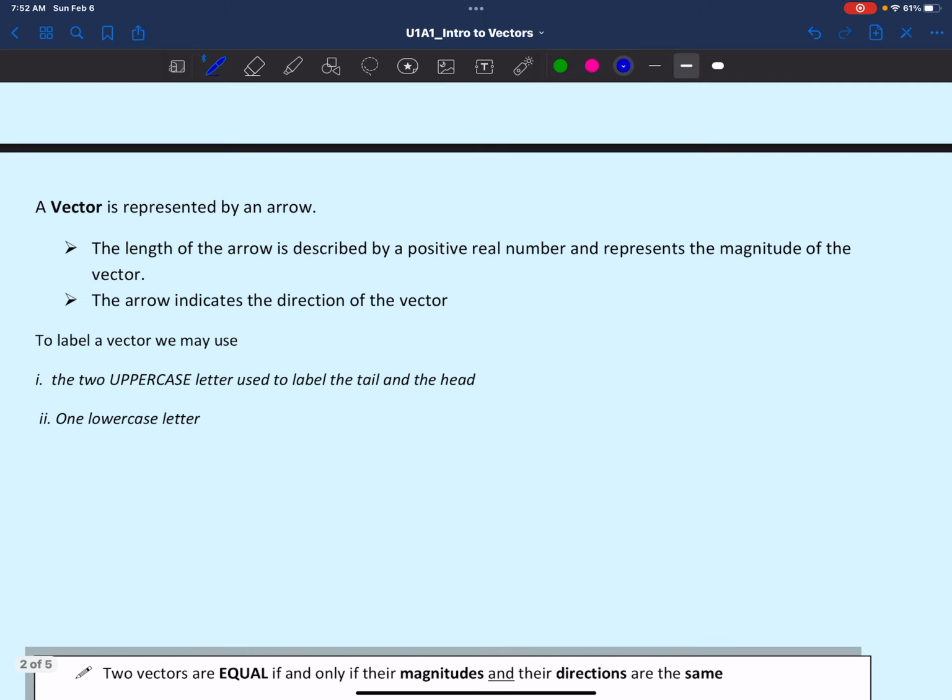Now, in the next part of the lesson, we're going to take a look at how to draw a vector and how to name it. So, this is a line segment. It has two ends. One of the ends is what we call the tail. The other end is what we call the head. And in order to tell them apart, the head will have an arrow.